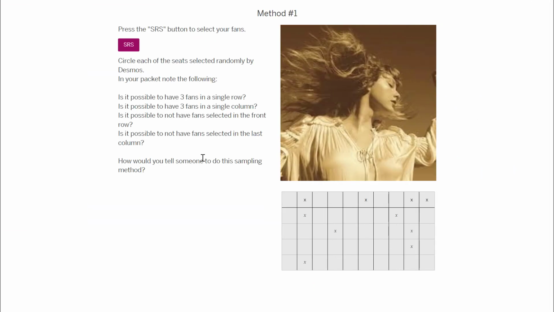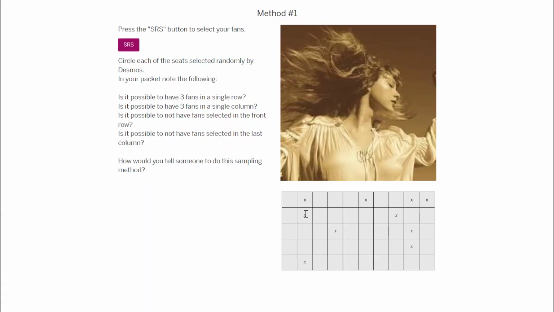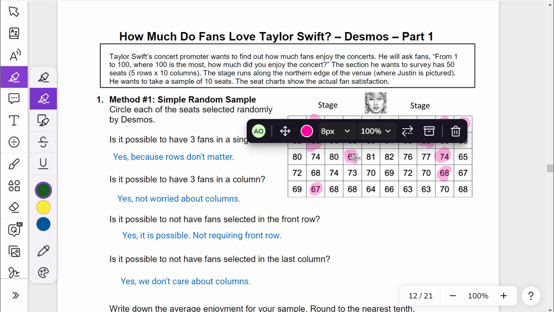So we're going here, and what you can do is you press the SRS button. I had already done it with the class, and here's the sample I had. When I went to the packet, I went ahead and highlighted the different X's in the sample. If you look at my activity, you see the 2 X's there and then 1 there, and boom, I highlighted these.